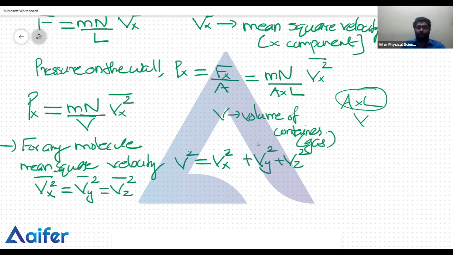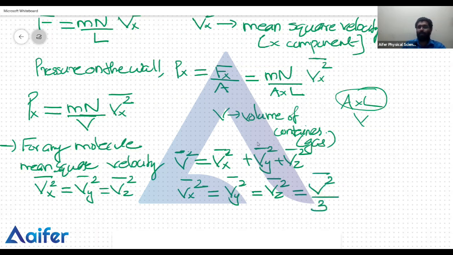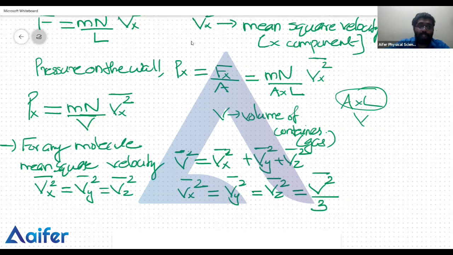So if I go for this, there will be a bar on the top. And that will definitely be Vx square bar equal to Vy square bar equal to Vz square bar, which will be equal to V square bar divided by 3. Hope you get this. This is just 3 Vx square. So Vx square is V bar square by 3. Okay, so we are rearranging the expression for pressure using this.